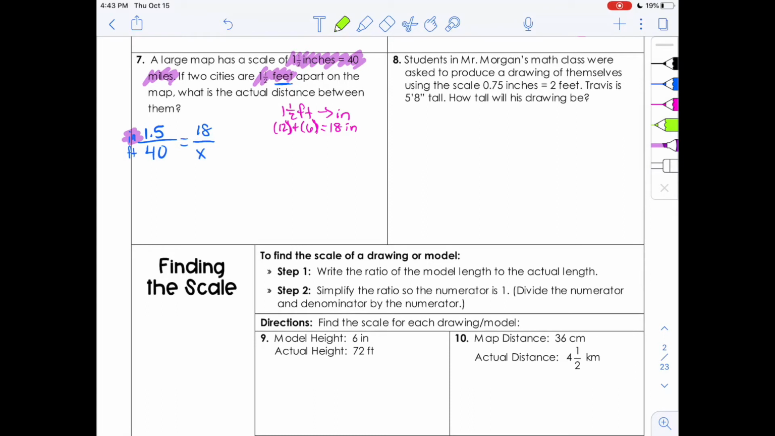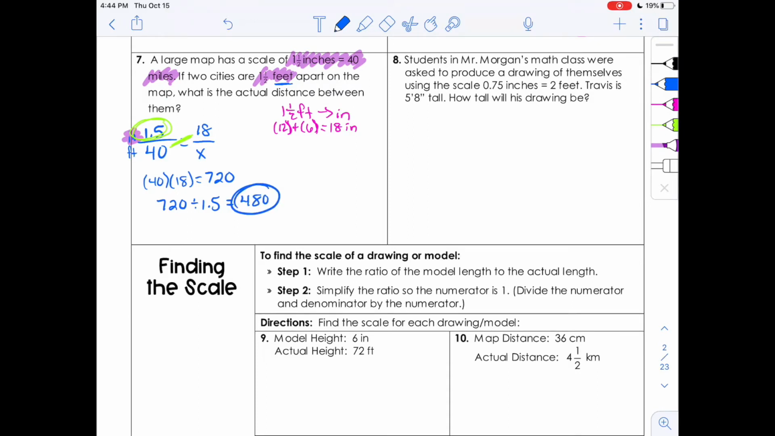So now that we have it set up, we're going to cross multiply and then divide. So we're going to cross multiply 40 times 18, and you can put that in a calculator. That gives you 720, and then 720 divided by 1.5, again, placing that in the calculator, and that gives you 480.